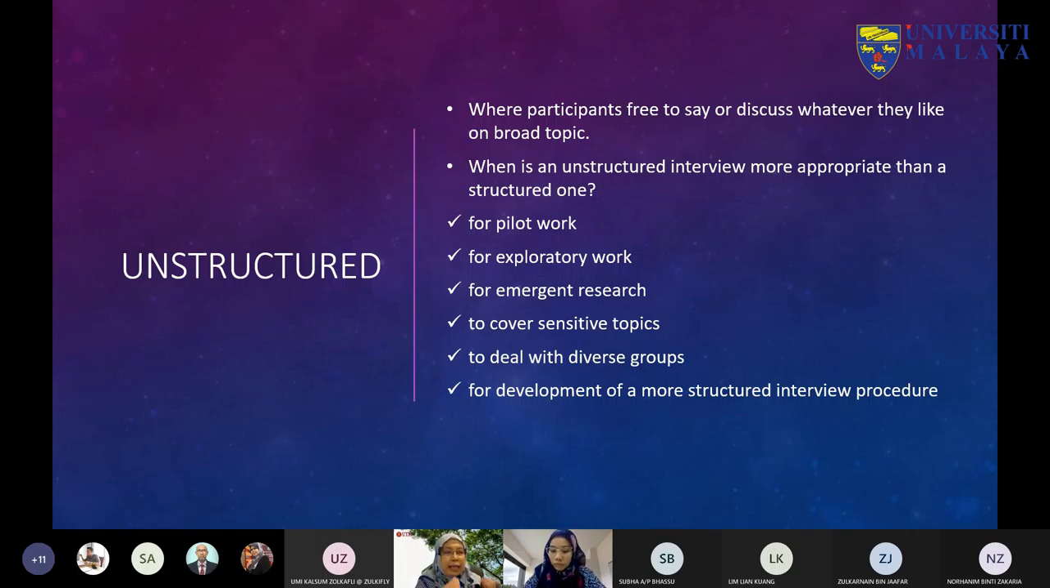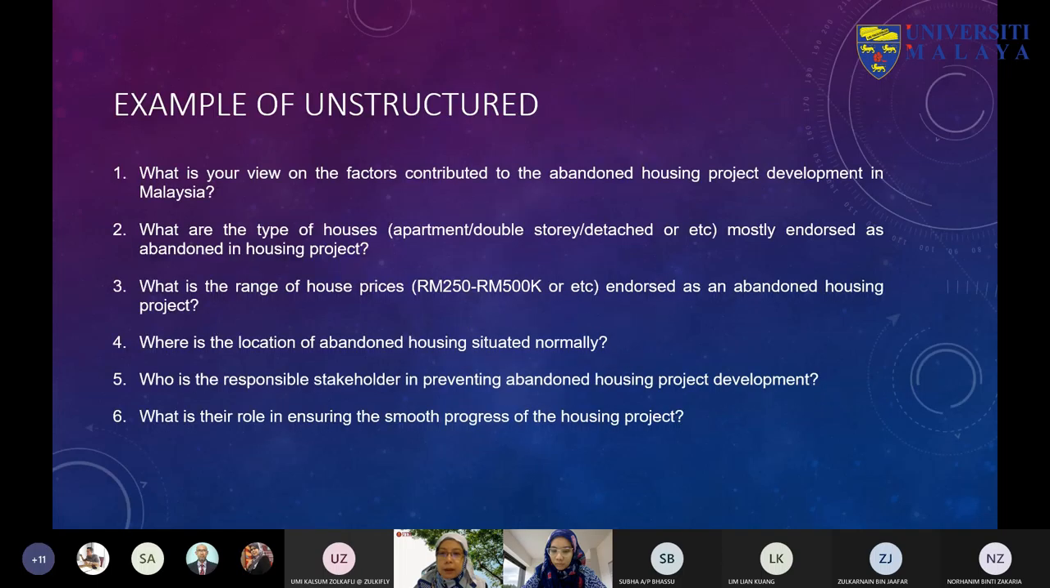To deal with a diverse group, okay, there are a lot of groups, so it's good to have generic question also. Generic question is usually unstructured, and also helps to develop a more structured interview. So maybe you only have a little knowledge about that particular topic or issue, so you want to have a basic foundation before you develop a more structured interview, you might also have unstructured interview question at the beginning, okay? So this is the example of unstructured.